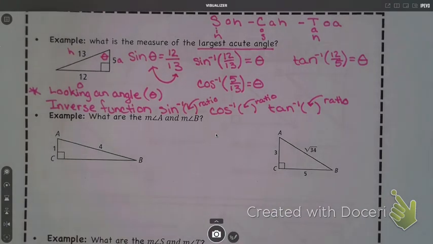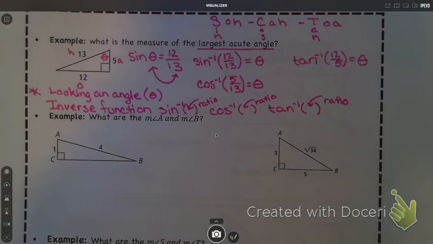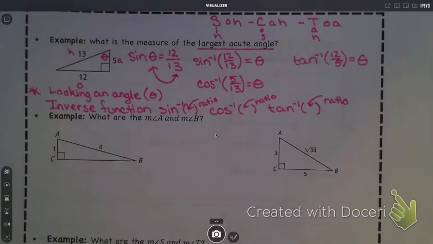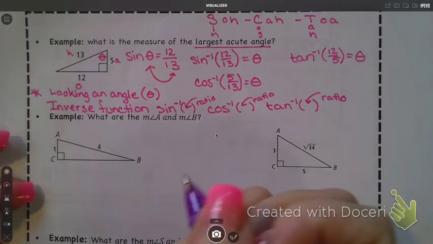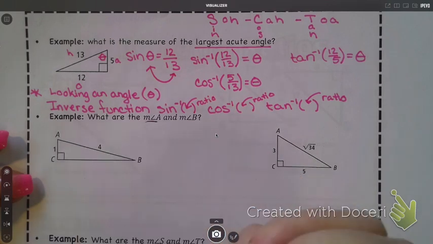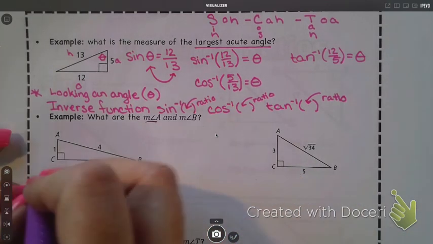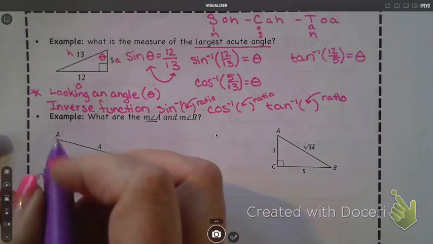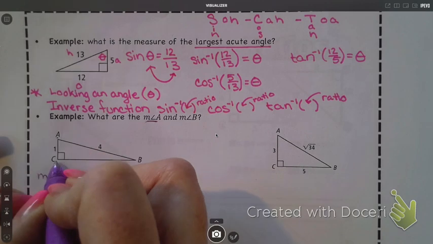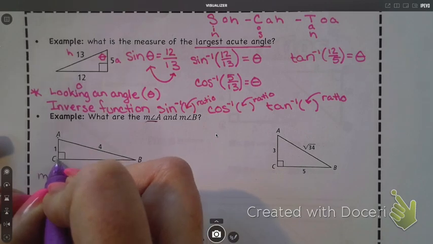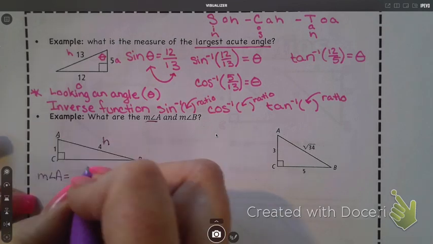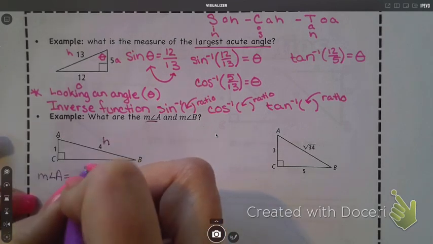Okay, so now we're going to go down to the example. Did they give me all three sides? Nope. So, since they didn't give me all three sides, well, I guess we just start with angle A first. So we have the measure of angle A equal to, well, angle A is here. My hypotenuse is where? Here. My opposite is there, and my adjacent is there.